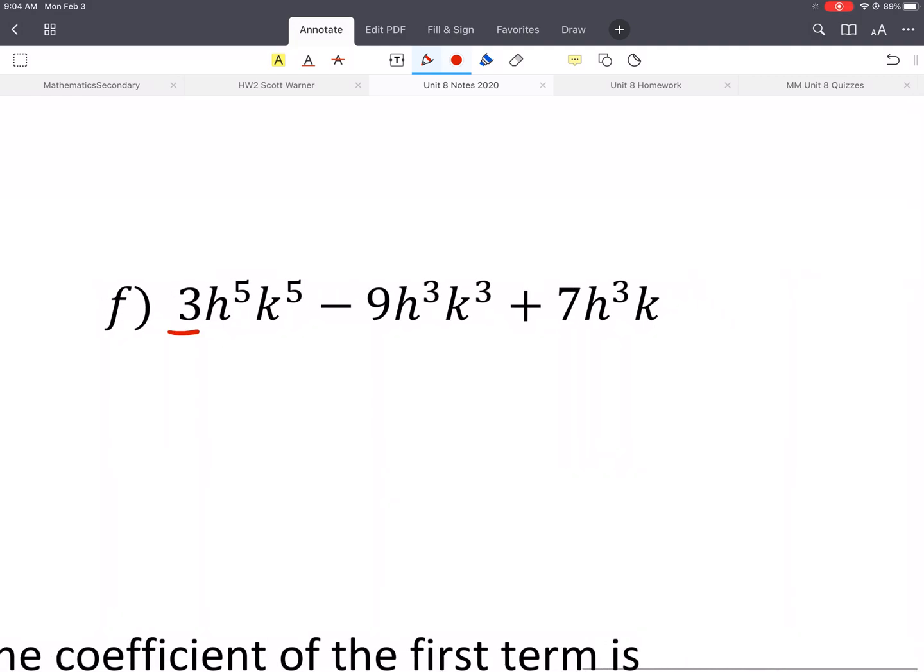So we have 3, 9, and 7. The only thing that can go into 7 is 1 and 7, and 7 can't go into 9 or 3. So the greatest common factor for the numbers has got to be 1.